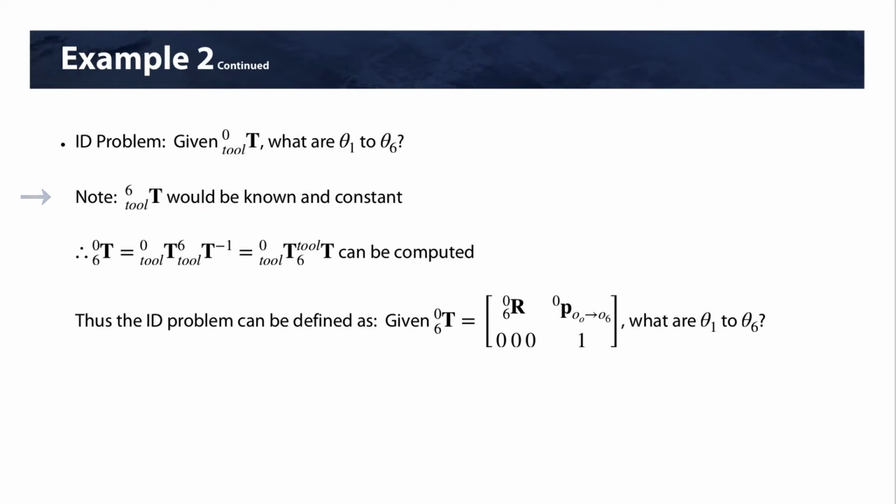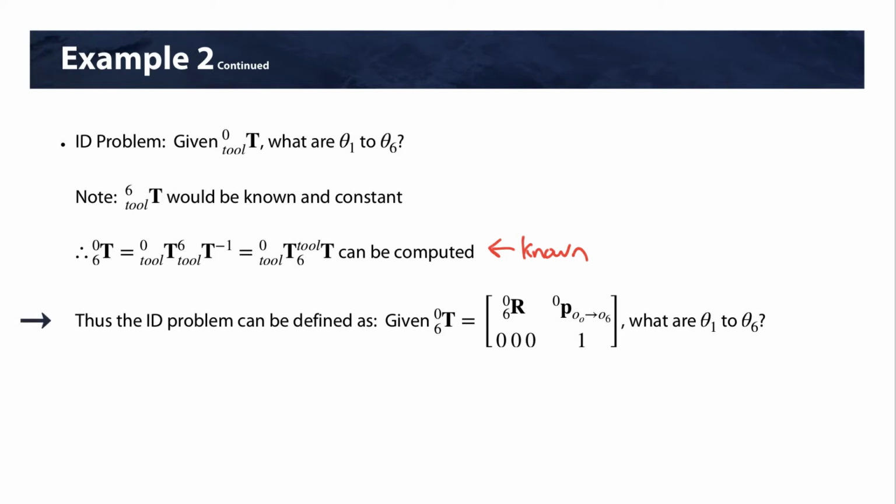So we can take that knowledge into account, and we can actually then calculate T that describes frame 6 with respect to frame 0 as just simply multiplying our T tool with respect to the base frame times the inverse of T tool with respect to frame 6, which is what we do here. So this can all be computed, and this would be known. These are values, these are numbers, right? Because we were given T0 tool, we know T6 tool, so we can calculate T06 in terms of these values.